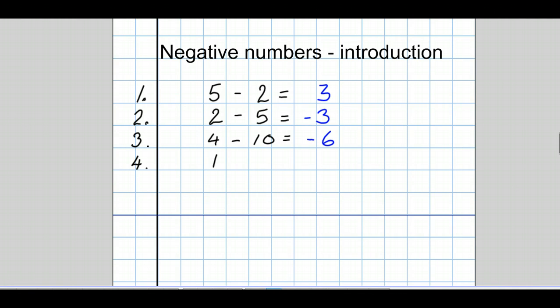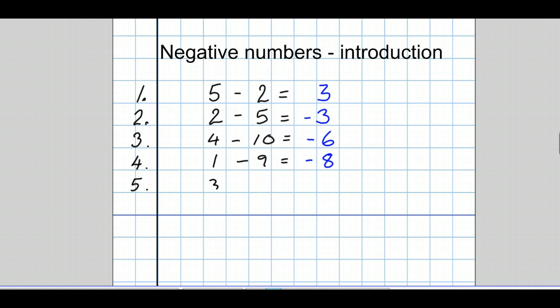Question 4. 1 take away 9. Now, we're taking away a lot more than we have, so our answer is negative. What's the difference between 1 and 9? The answer is 8. Here's a quick way of working out the answer.